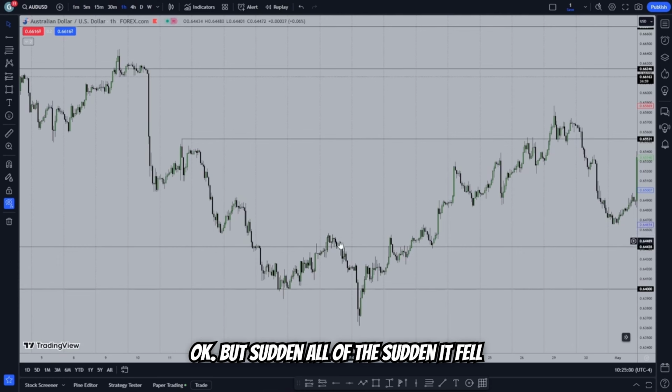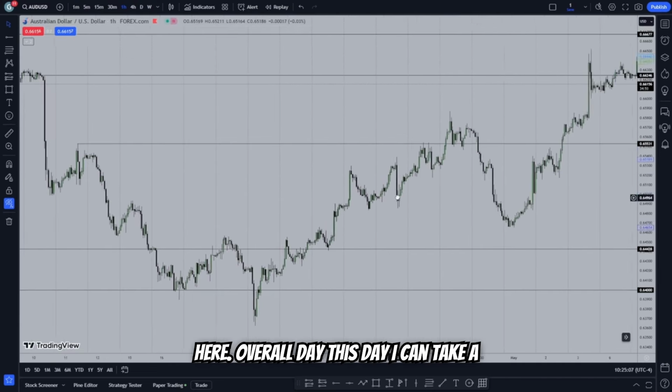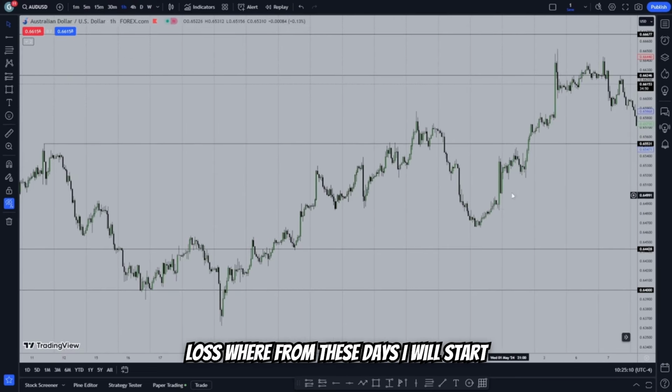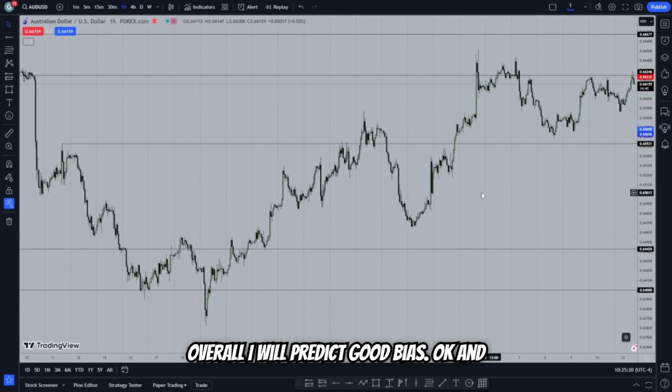Okay, but all of a sudden it fell down and then it went up, took this high, and after that I will look for buys over here, over all day. This day I can take a loss, but from these days I will start looking for buys only. On this day also, this day also I will look for a buy, but I can take a loss over here, and loss is a part of the game. But overall I will predict good bias.